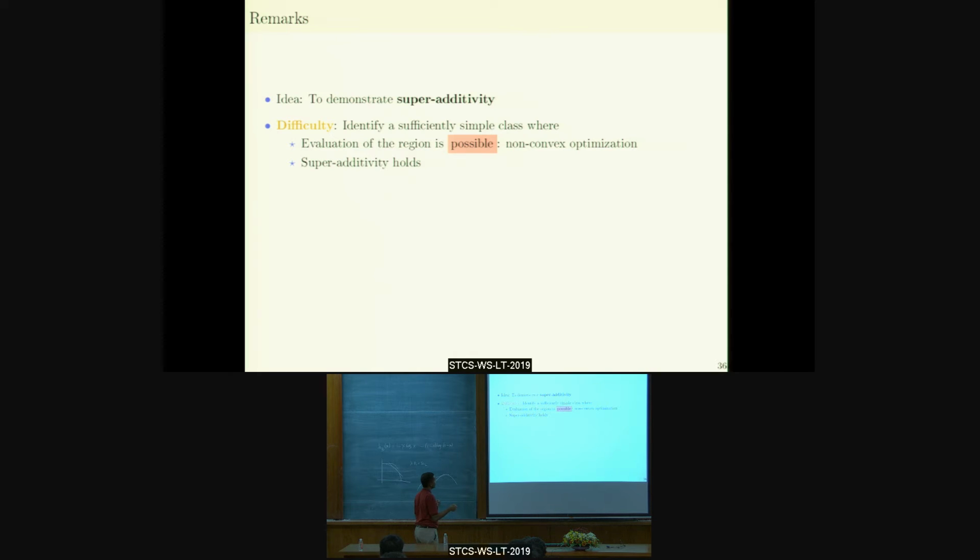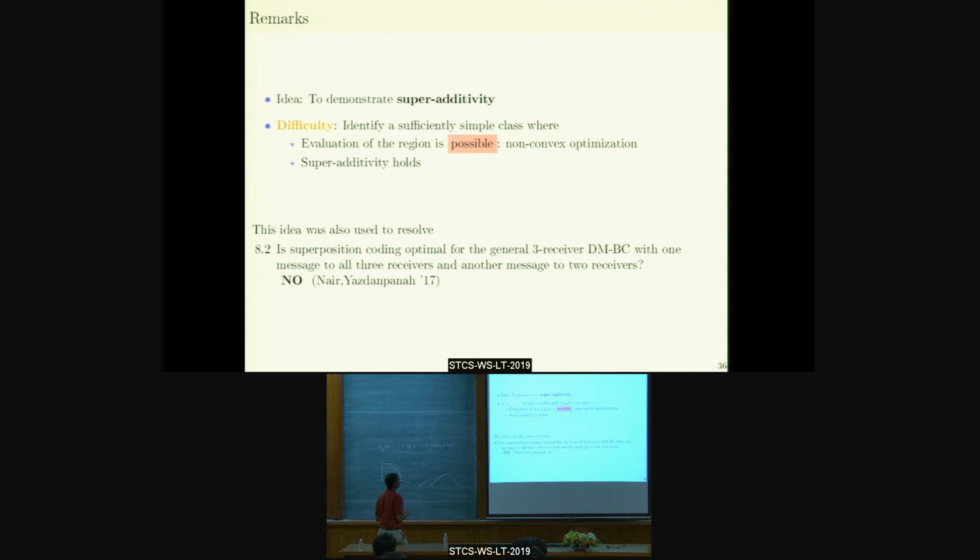But it's a non-convex optimization and superadditivity. So we also use the same idea to show that superposition coding is suboptimal. This is also a very nice setting. This also gives intuition on how to improve these schemes when you have 3 receivers and more. Okay, I'm not going to talk about it, but the idea has been used elsewhere.